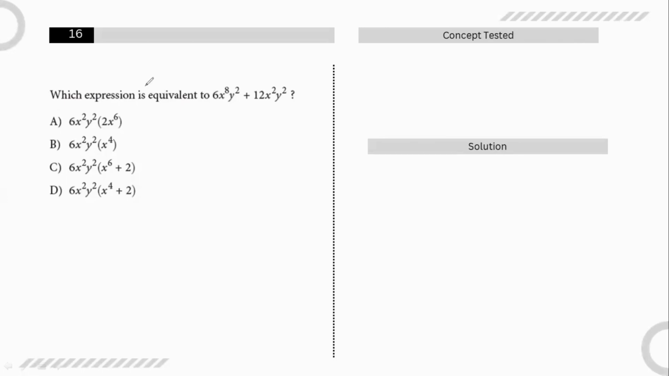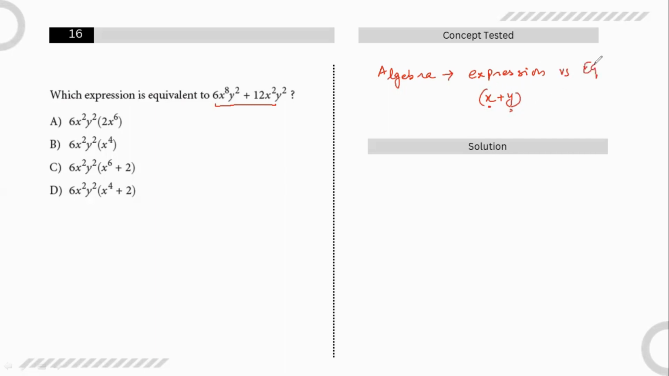Okay, now starting with the question, which expression is equivalent to the expression given to you? This is actually algebra, and under algebra, the topic tested is expressions, right? Just quickly understand, an expression does not have a left hand side or a right hand side. Let's say x plus y, that's an expression. Individually, x can take any value, y can take any value.